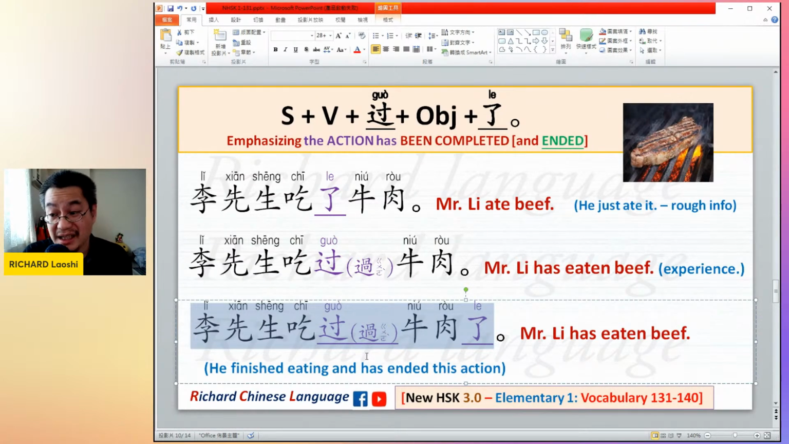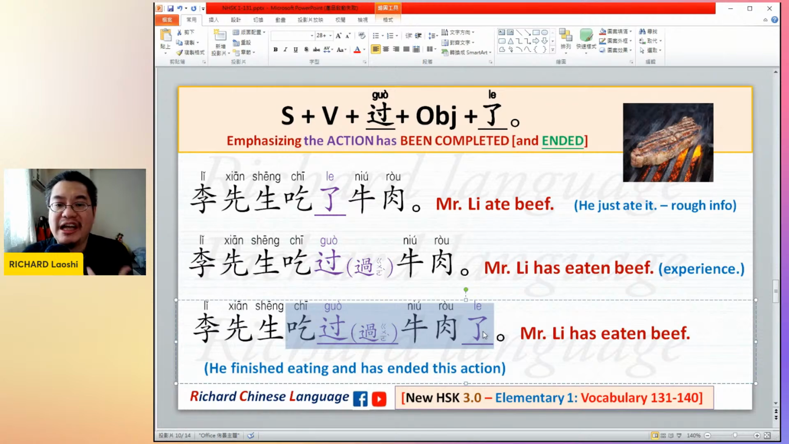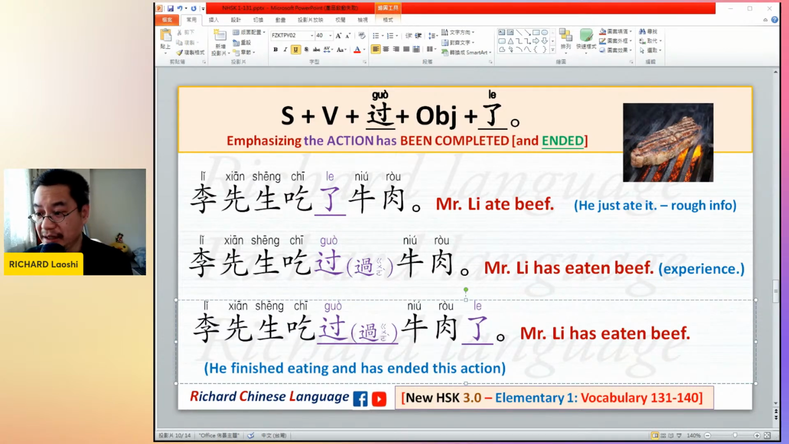李先生吃过牛肉了。Okay, what does it mean? It means Mr. Lee has eaten beef. Mr. Lee not only finished eating, he has also completed this action. So when you use verb 过 object 了, we're especially emphasizing this action has ended already. Hopefully you understand it.